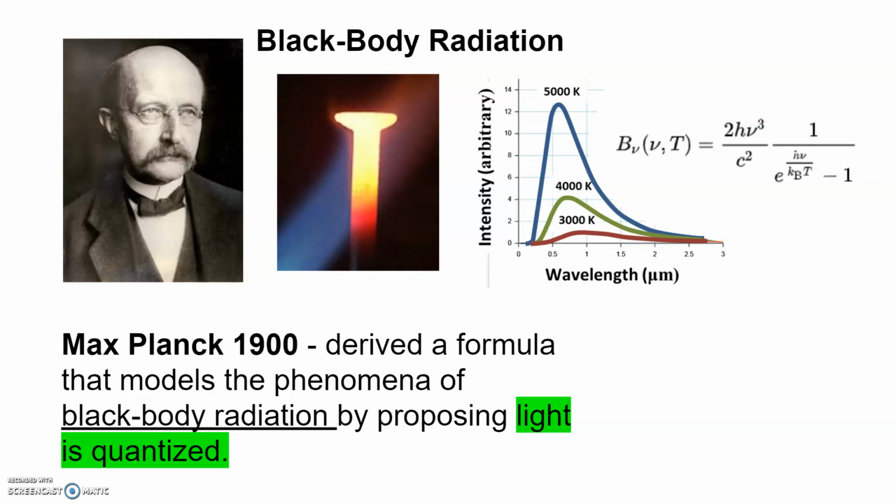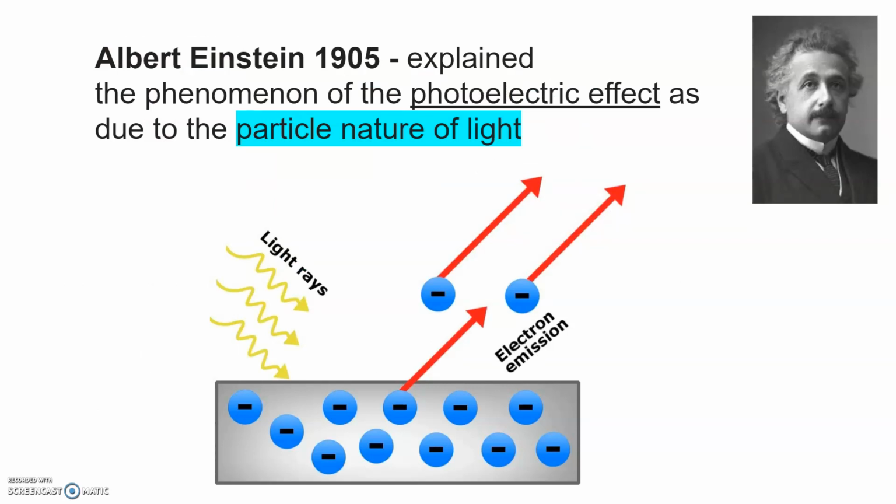Now, only several years later, Albert Einstein explained the phenomenon of the photoelectric effect due to the particle nature of light. That was in part based on his understanding of what Max Planck had first come up with, the idea of light being quantized. Because he had the idea that light was quantized, he could visualize light as a sort of particle, a discrete container or energy of light. So the photoelectric effect is our second phenomenon.